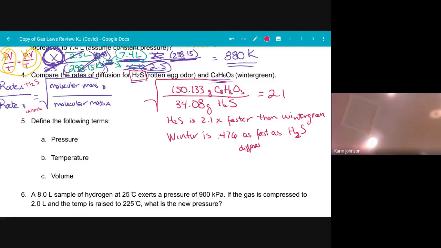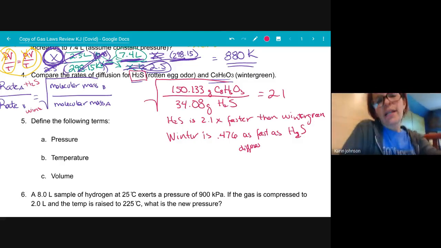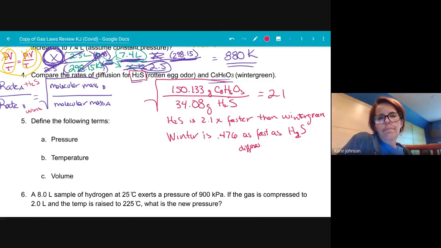Okay, let's move on really quickly. I'm not going to spend a lot of time on number 5, but define the following terms. If we were going to define them really simply, pressure is the amount of space that's occupied by the gas in this case. Temperature, more importantly, this is what we call the kinetic molecular theory. Temperature is basically how fast molecules are moving. So a higher temperature just means the molecules are moving faster.